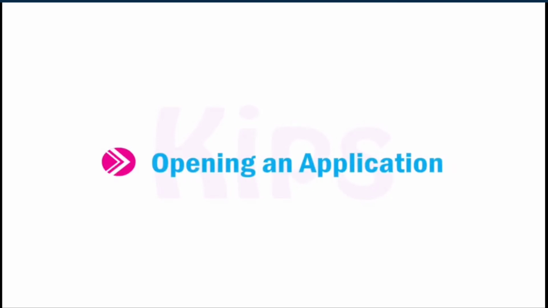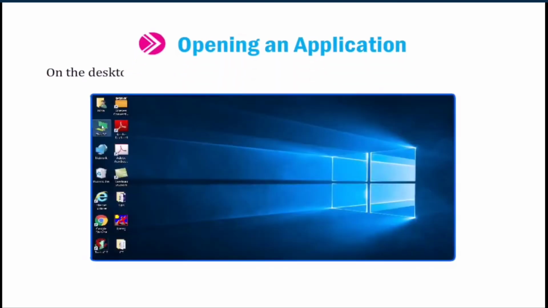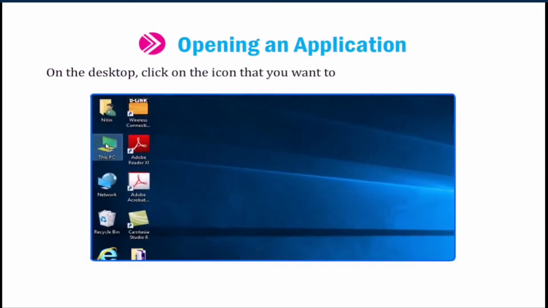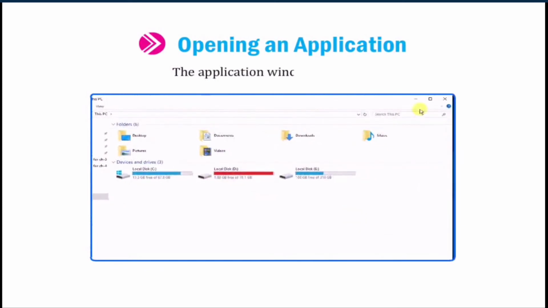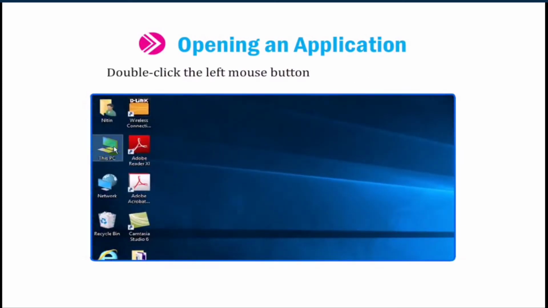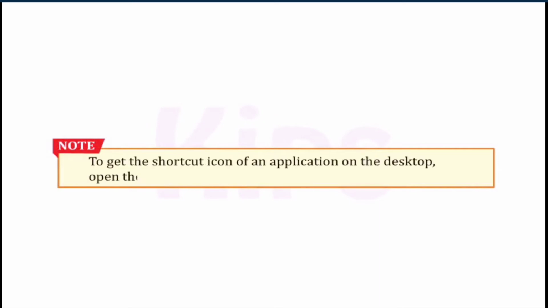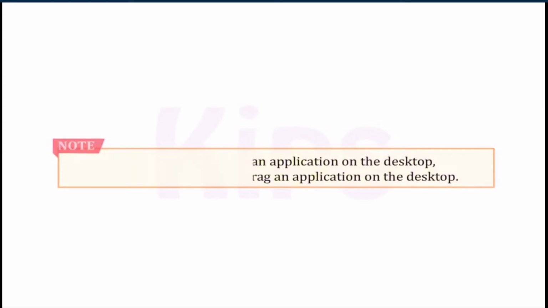Now let us understand how to open an application. On the desktop, click on the icon that you want to select and press the Enter key. The application window will open. Or double-click the left mouse button on the application icon to open it. Students, note that to get the shortcut icon of an application on the desktop, open the Start menu and drag an application on the desktop.